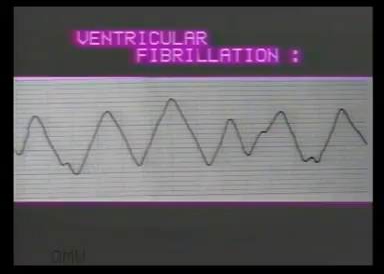This ECG shows no proper QRS complexes. There are just coarse, chaotic undulations. This is ventricular fibrillation. It has to be corrected immediately with DC conversion shock, otherwise death will occur. Note the coarse undulations of ventricular fibrillation.